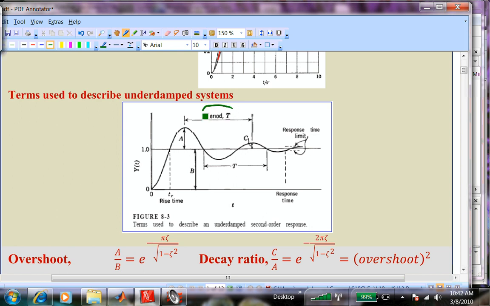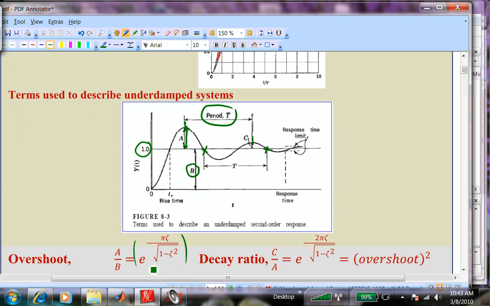One is the period. When you have this decaying oscillation, the period is the time difference between peak to peak or between zero crossing to zero crossing. That is the time it takes to finish one cycle. And then we defined the overshoot as the extent of going over the steady state, which is in this case indicated by A, with respect to the actual steady state that we want it to be. For a step response, it is B at 1. So that A over B is called the overshoot, and that is analytically given by this expression.